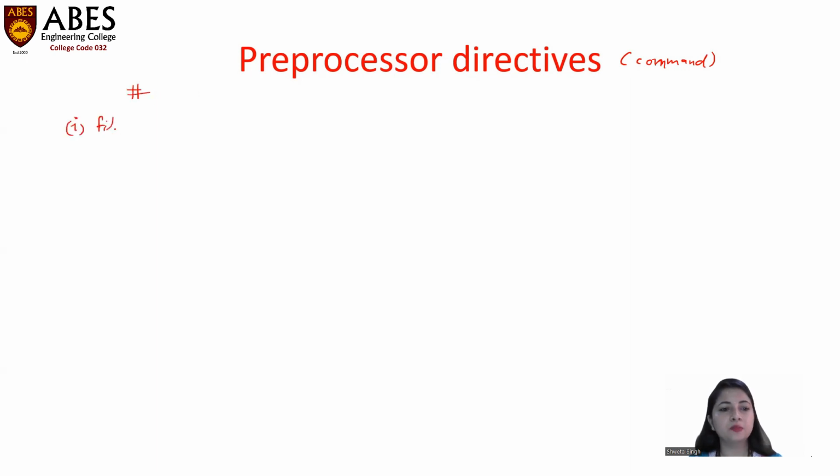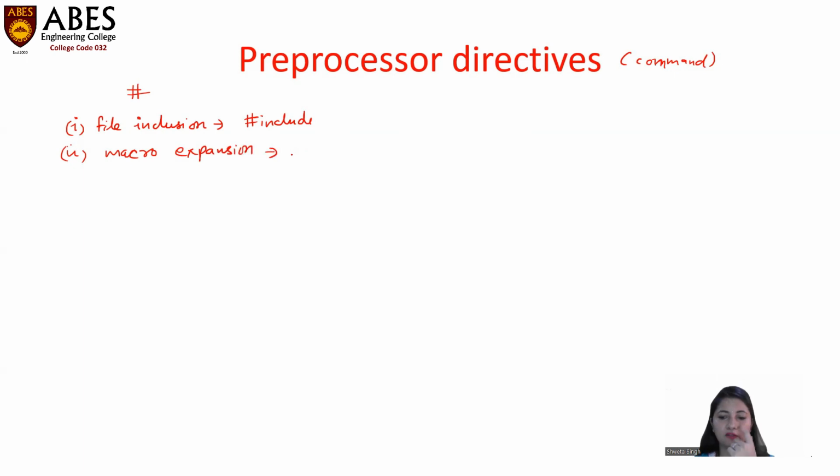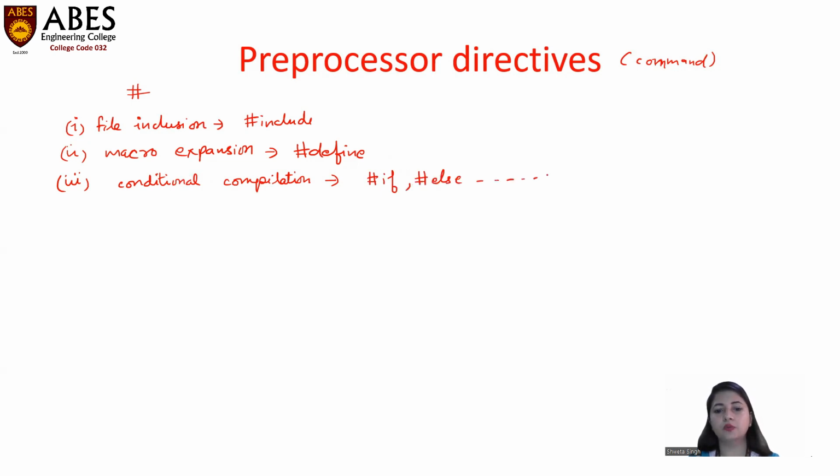If we talk about the first pre-processing task, that is file inclusion, the preprocessor directive used to perform it will be hash include. The second pre-processing task is macro expansion, and the directive used to perform it will be hash define. The third pre-processing task is conditional compilation, and there are various preprocessor directives used for it, which we will discuss in detail. For example, we have hash if, hash else, and so on.